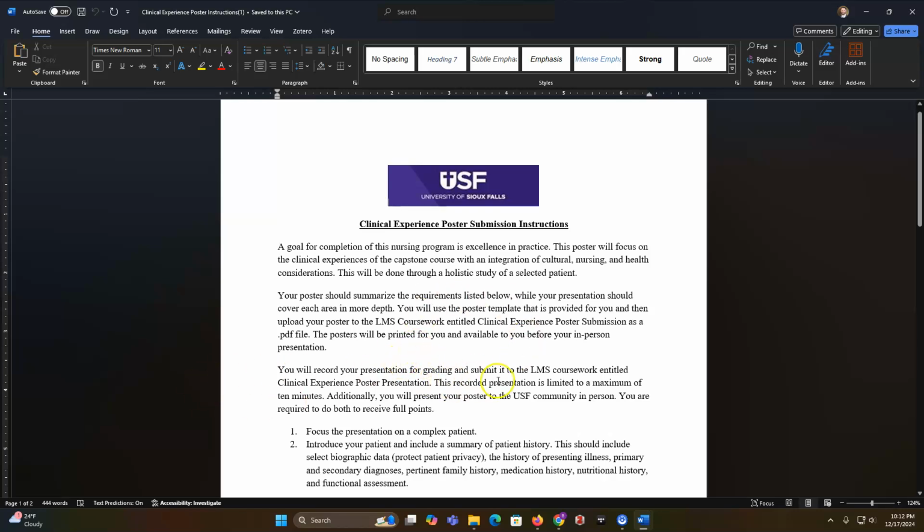That being said, you do have a maximum time limit of 10 minutes. Make sure that you stick within this. You will get docked if you run over 10 minutes. You need to cover everything, but at the same time, you need to be succinct.